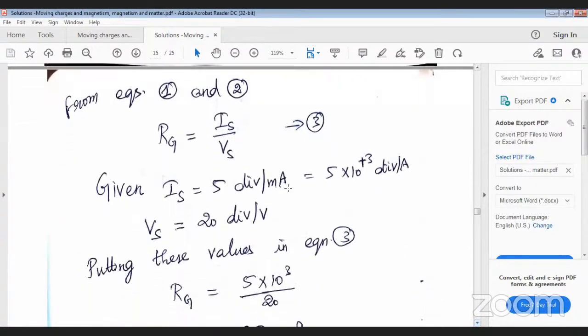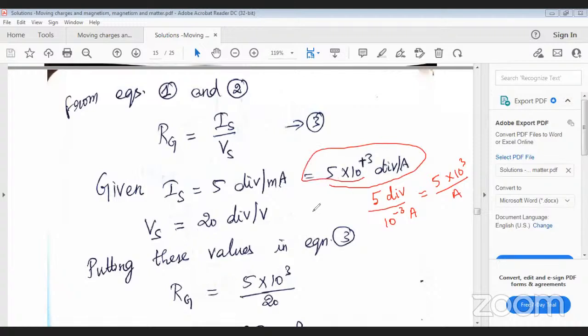Current sensitivity is 5 divisions per milliampere. That means 5 into 10 power 3 divisions per ampere. I think you can understand this conversion. 5 divisions per milliampere means per 10 power minus 3 ampere, so this is equal to 5 into 10 power 3 per ampere. And the voltage sensitivity is 20 divisions per volt.